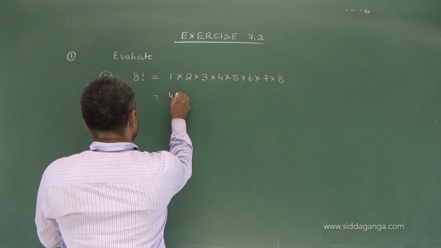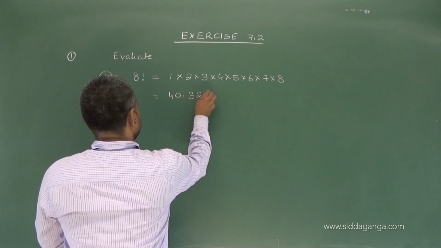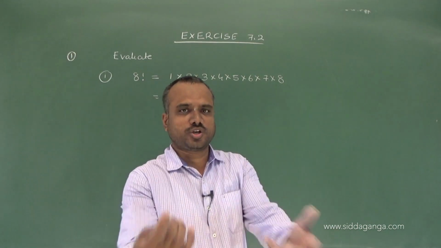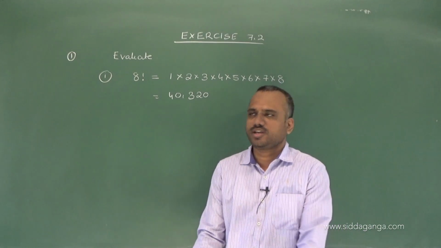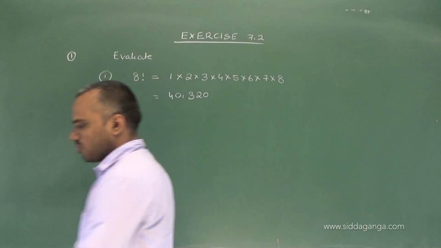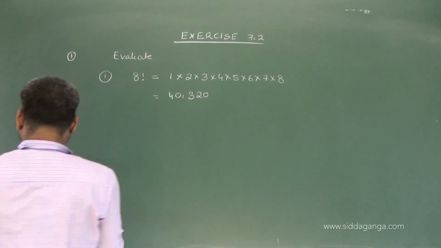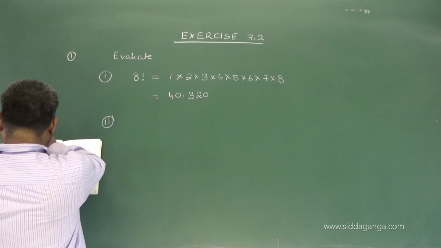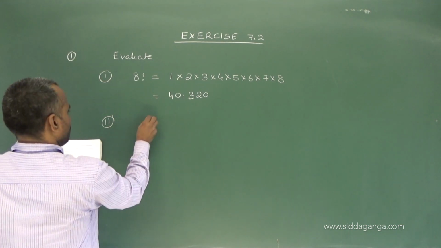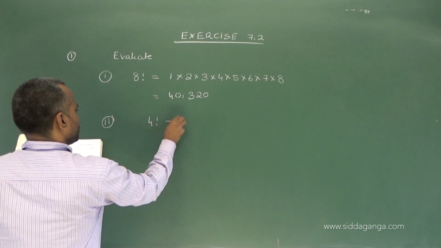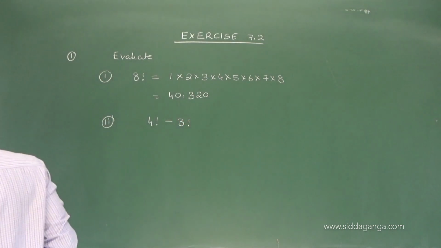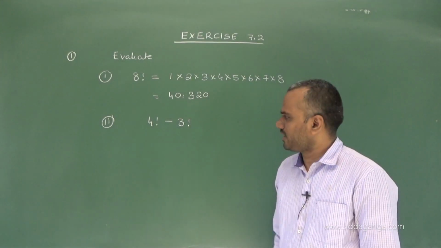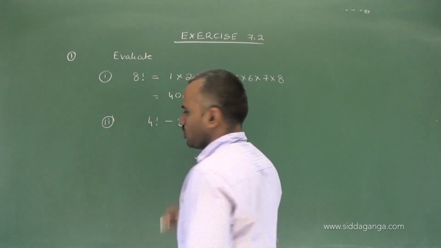So I think 40,320. You also calculate, 40,320. First problem is over. Second problem: 4 factorial minus 3 factorial. Okay.